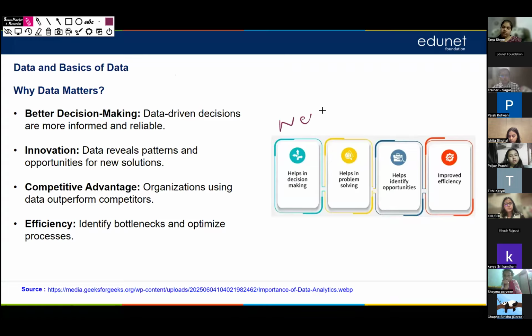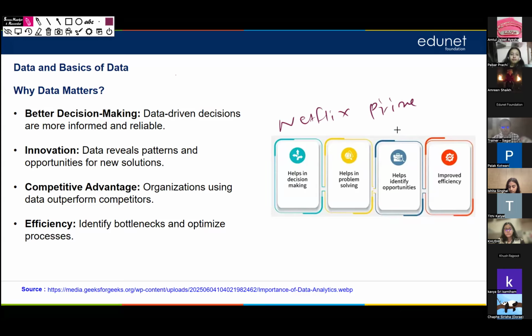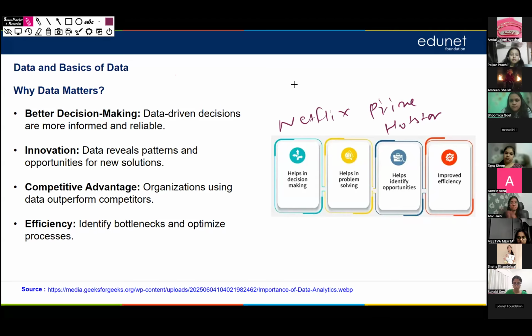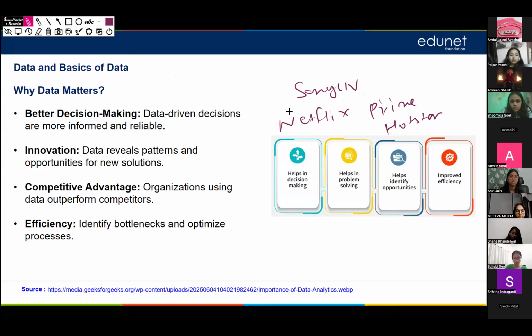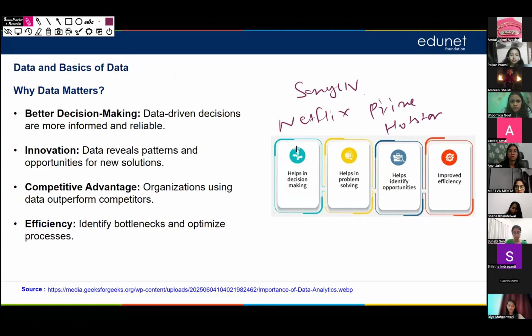How many of you watch Netflix or Prime or Hotstar, any OTT? Sir, I do. Maybe Sony Live, right? Yes, sir. I think out of 140, definitely more than 100 are going to use this.